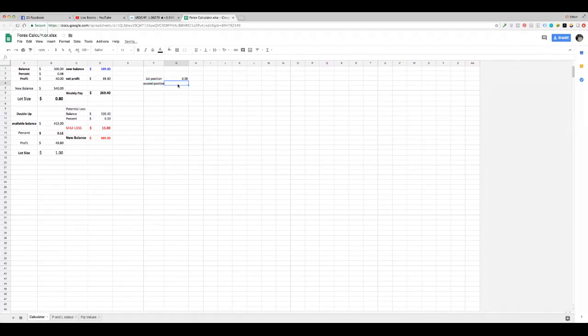Second position, 0.1. Okay, assuming $1 a pip. All right, first position, second position. This is my coward position. What do I mean by coward position? This is the position I watch like a hawk.